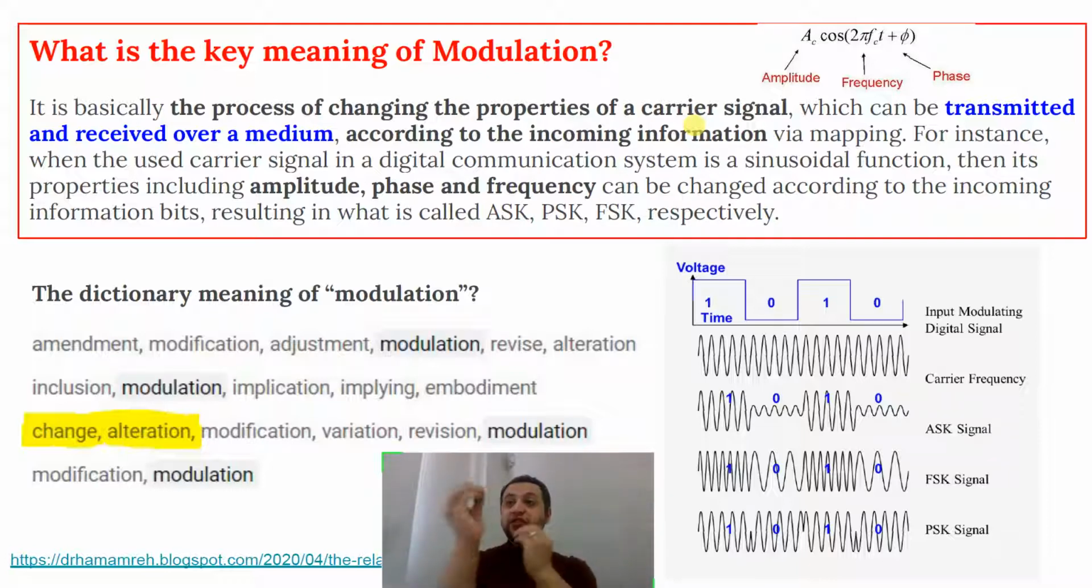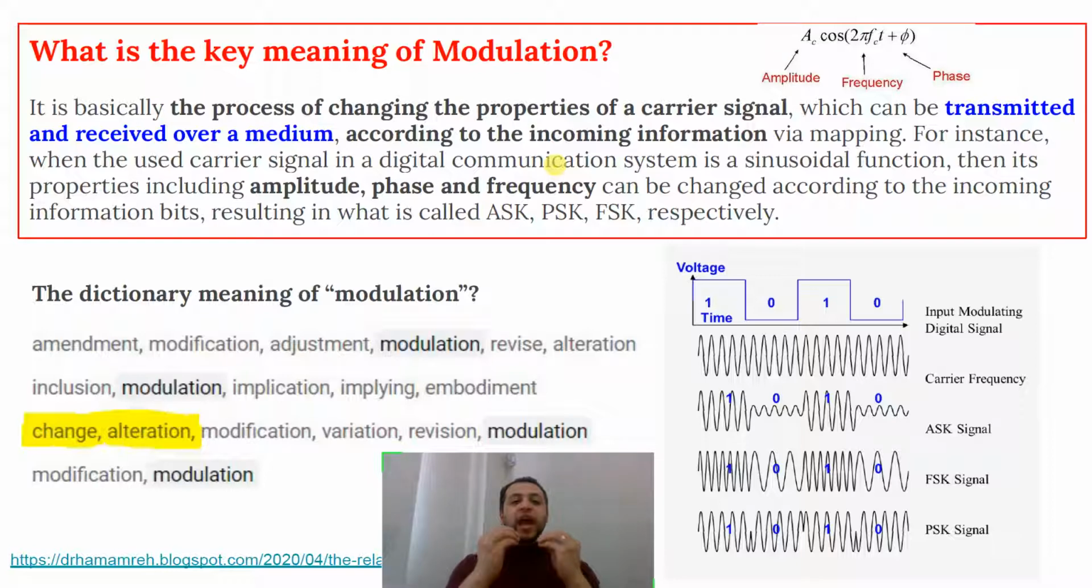Modulation, the most generic meaning of modulation, is making changes to certain properties of a carrier signal. The signal that carries your data or transmits your data over the air or over a channel or medium or cable. And this definition is very generic, very complete, and very coherent. This carrier signal can be transmitted and received over a medium according to the incoming information via a process called mapping.